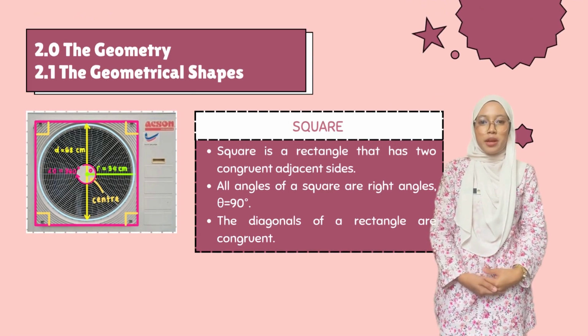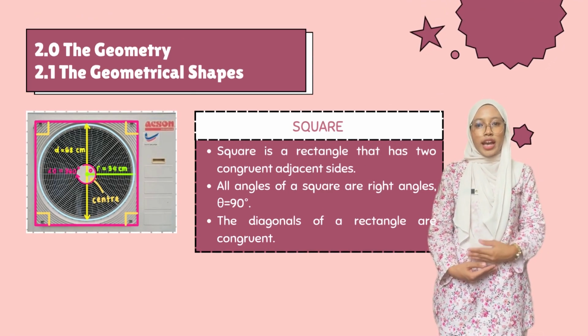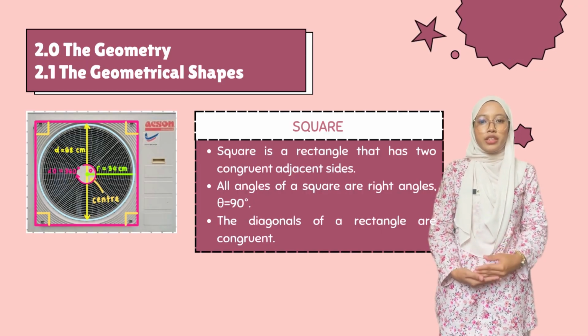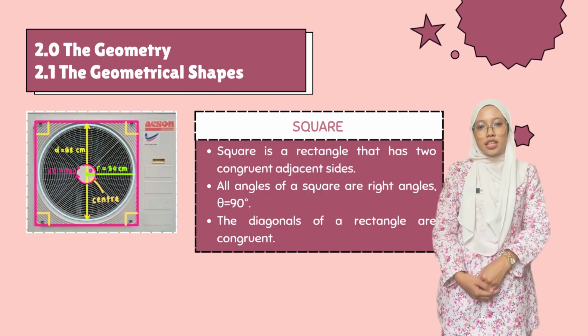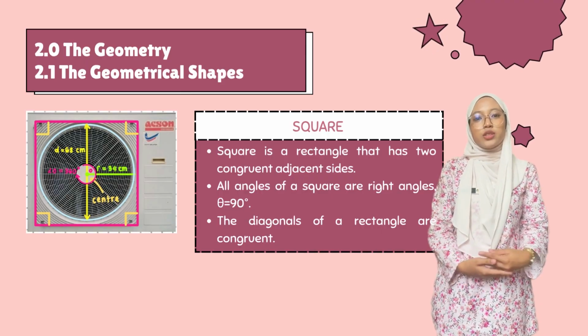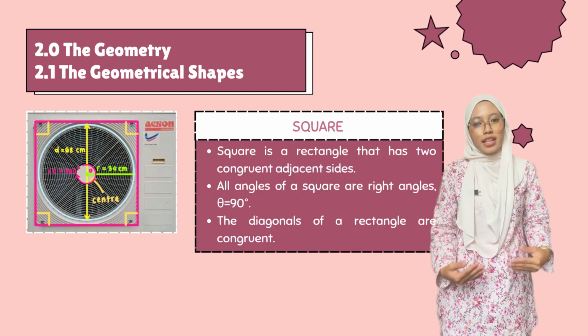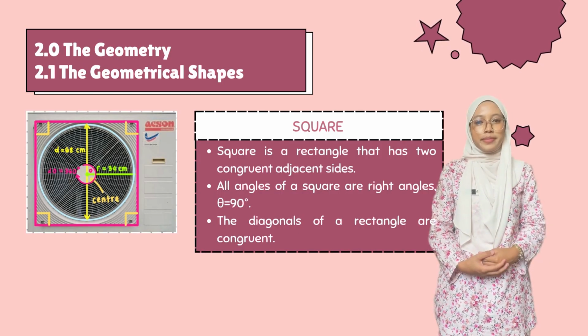First, the square shape. A square is a shape with 4 equal sides. All 4 corners are right angles. That means each angle measures exactly 90 degrees. The opposite sides are also parallel. A square has 2 diagonals that are the same length. So, a square is a very balanced and symmetrical shape.